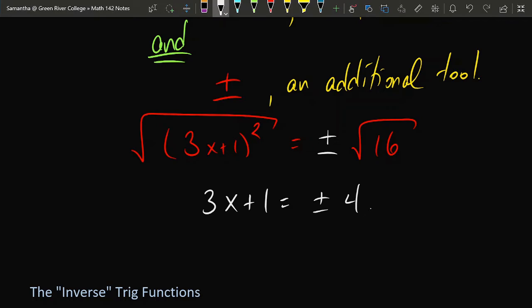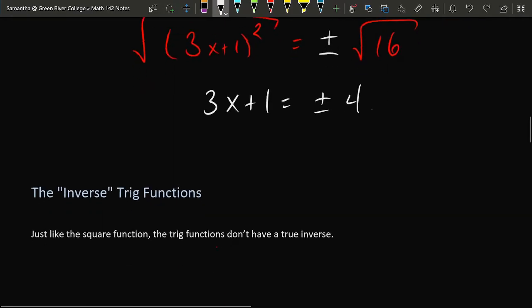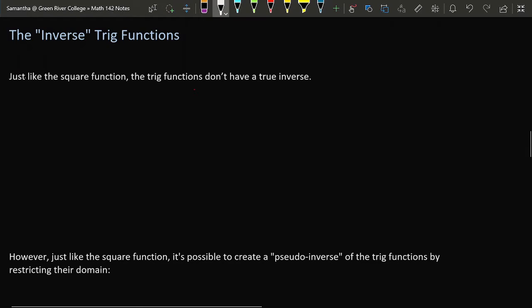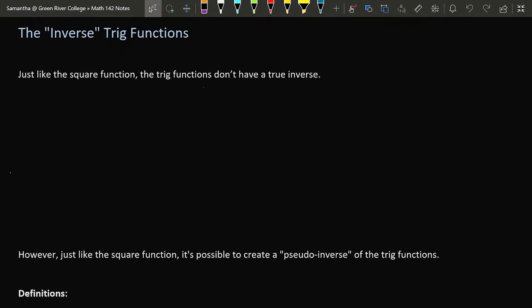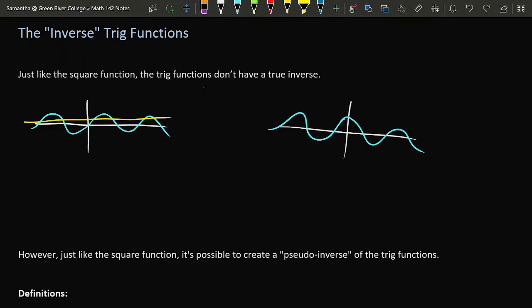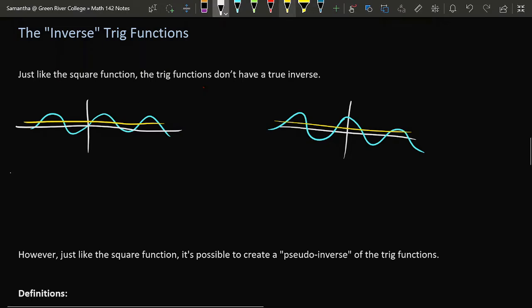Alright, having concluded that review from Pre-Calculus 1, let's see what consequences that discussion has when we're talking about the trigonometric functions. Just like the square function f of x equals x squared, the sine and cosine functions are not going to have a true inverse. They're going to fail the horizontal line test in a rather extreme fashion. Any horizontal line that you draw is going to cross the graphs in infinitely many locations. 2 locations per bump, basically.